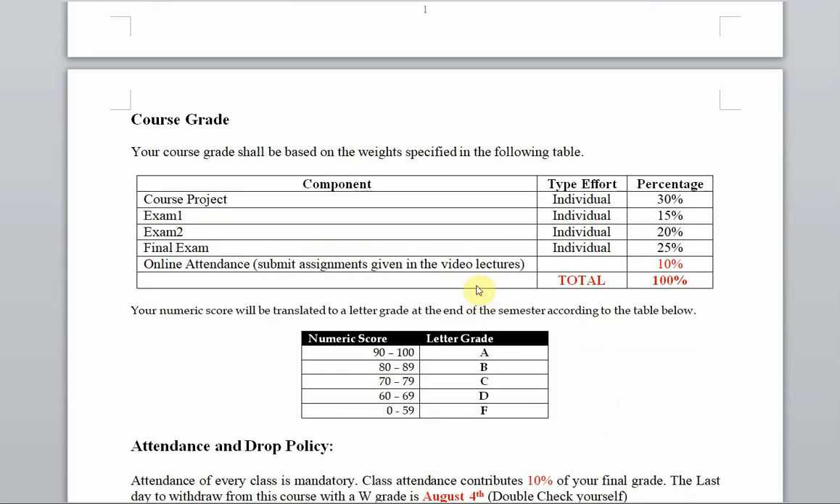This table is probably the most important table related to the class. It's basically an important contract between you and me. It tells how I grade and provide you a final grade at the end of the semester. And therefore, starting with the course project, you will have several projects, probably 4 projects during the summertime. That would be worth about 30% overall.